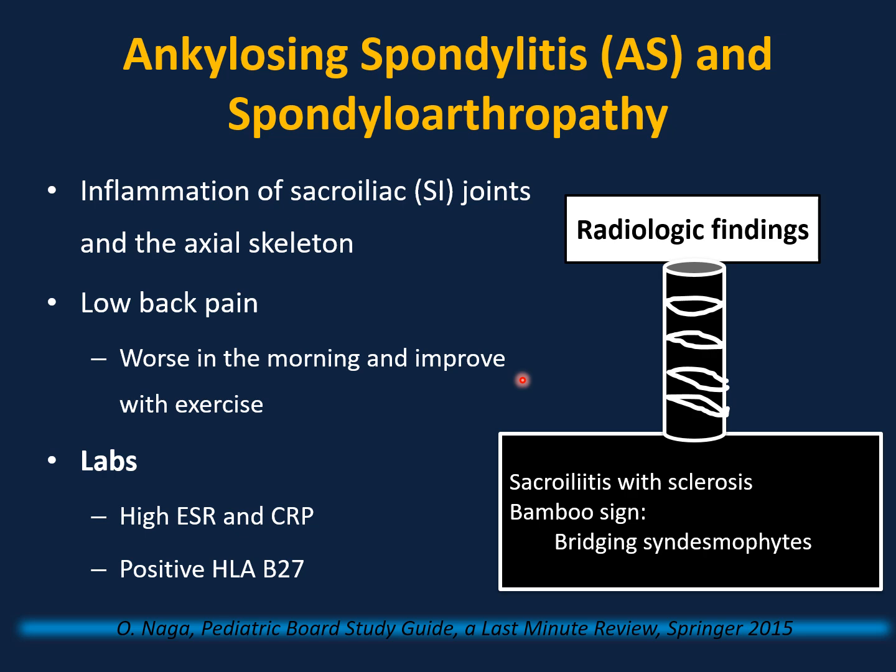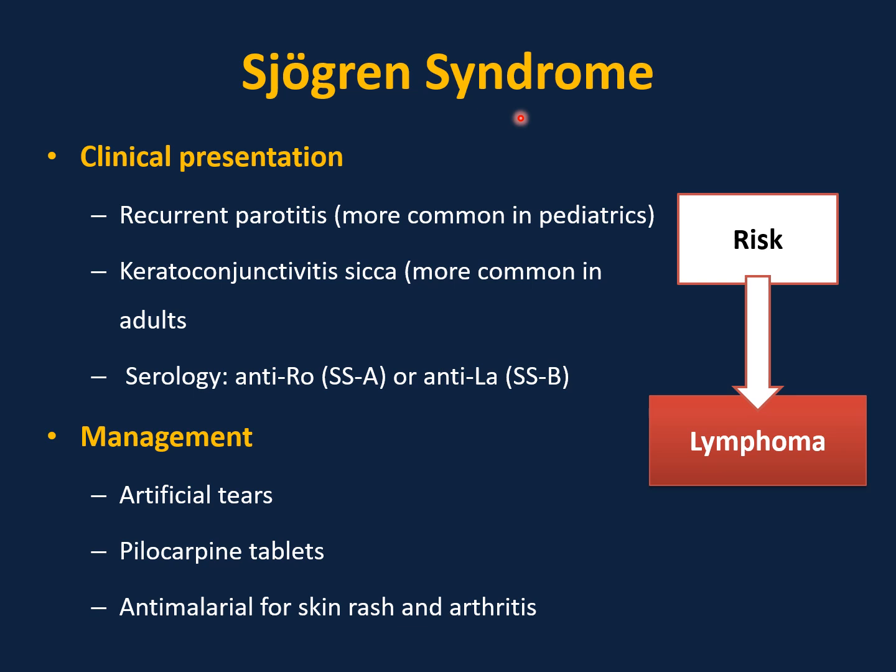The treatment here: non-steroidal anti-inflammatory drugs. It may help to decrease the pain and inflammation. Sjögren syndrome commonly presents in pediatrics with recurrent parotitis. In adults, dry eye or keratoconjunctivitis sicca. Serology: elevated SSA and SSB.